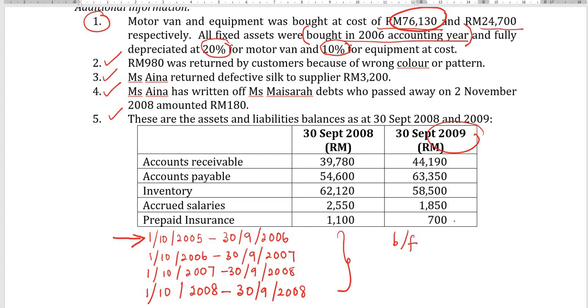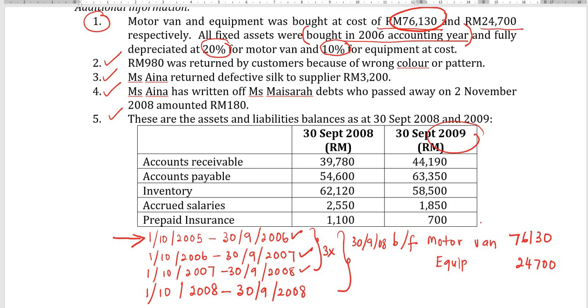So kalau saya nak cari BF untuk motor van and also equipment, okay, pada 30 September 08, I tak boleh ambil terus nilai ni ya. So my 76,130 and also 24,700 tu tak boleh ambil terus sebab this is single entry, you kena minus dulu dengan depreciation. So how many years? So you beli dekat sini, so 1, 2 and this is 3 closing. So maksudnya dekat sini dia dah depreciate 3 kali.